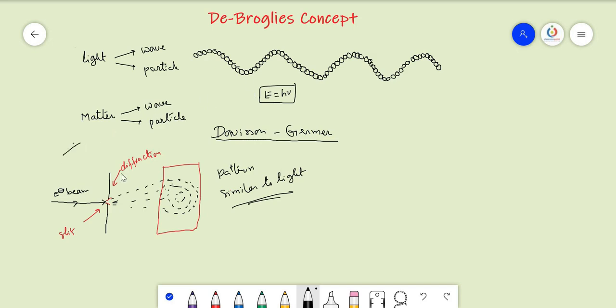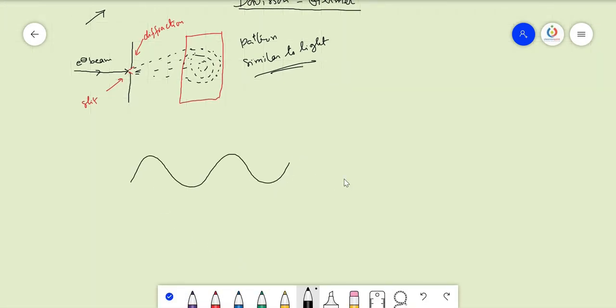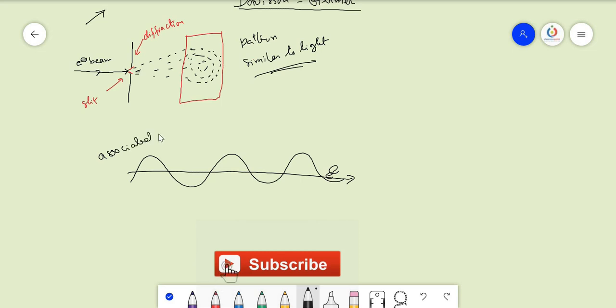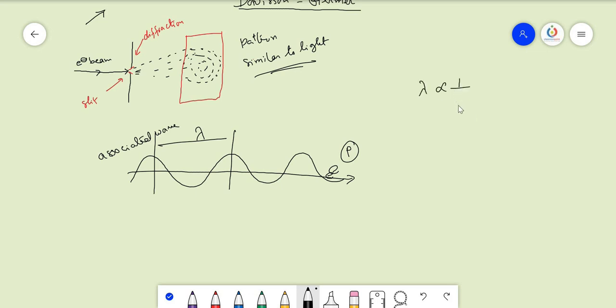Then it was proven that microparticles have dual nature, both wave nature as well as particle nature. Whenever an electron is moving in the form of a wave like this, see, the electron is moving in this direction, it has a wave. The wave that is associated with the electron is called the associated wave. Being a particle, the electron must have certain momentum, mass into velocity. So de Broglie tried to get the relation between wavelength and momentum, and he proposed that these are inversely related to each other.